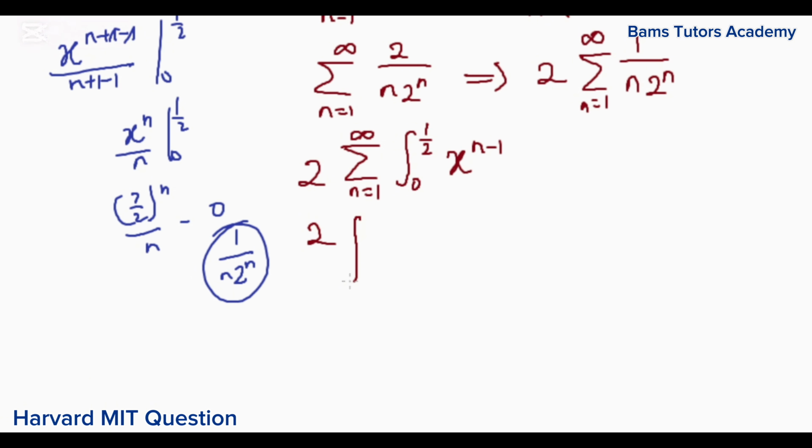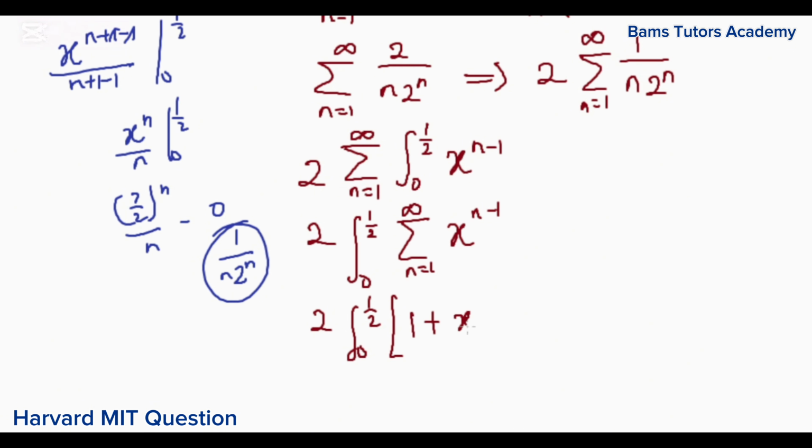Let me bring back the integral and focus more on the summation for now. So integral, n starting from 1 to infinity, then here I have x to n minus 1. If I expand the summation, I'm going to have something like 1 plus x to the power of 1 plus x to the power of 2, and it goes to infinity. Is that okay?